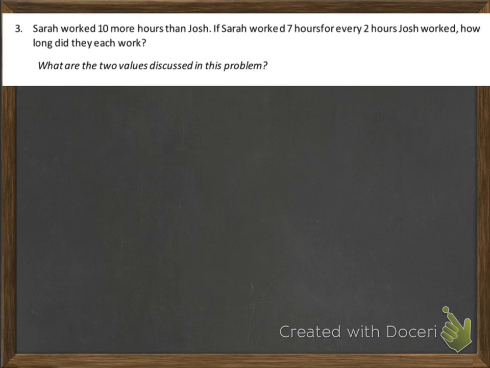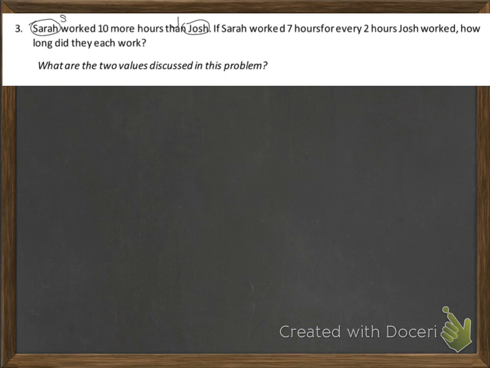All right, let's do another problem. This one says Sarah worked 10 more hours than Josh. So what are the two things that we're looking at? Well, the two things that we're looking at are the amount of time that Sarah worked and the amount of time that Josh worked. So I'll just use two variables here. I'm going to use S and I'm going to use J.